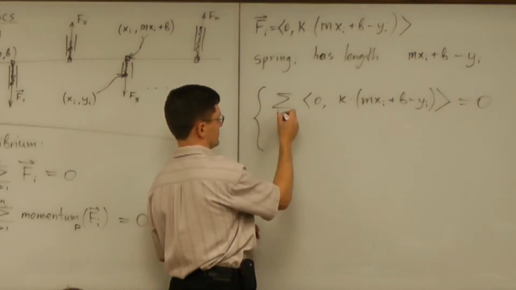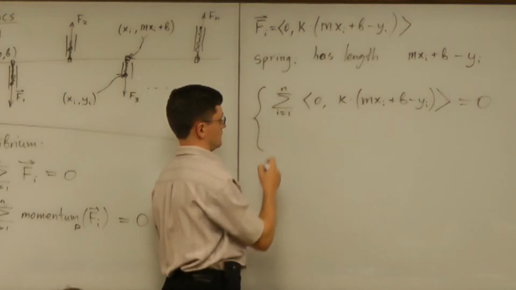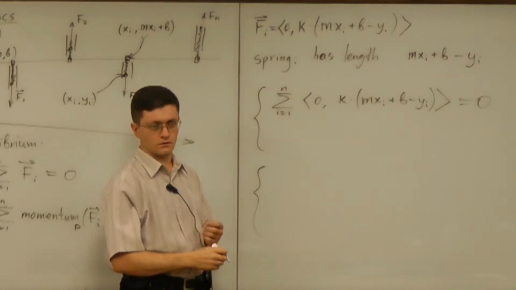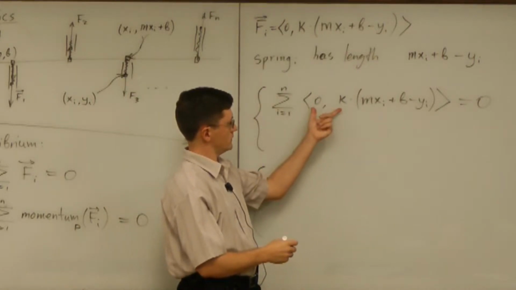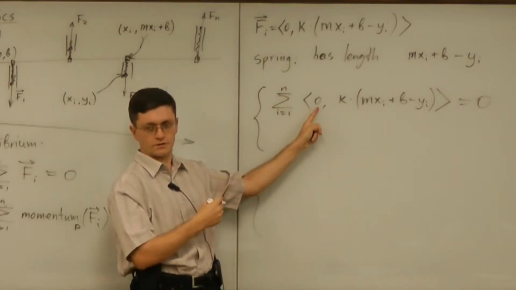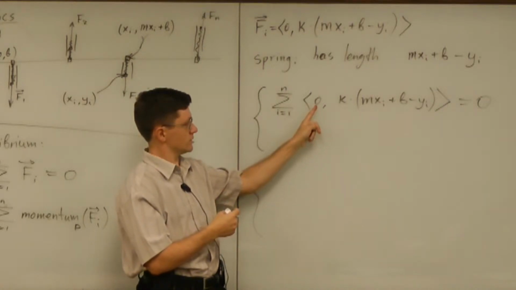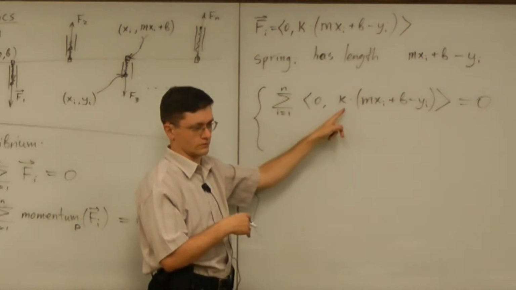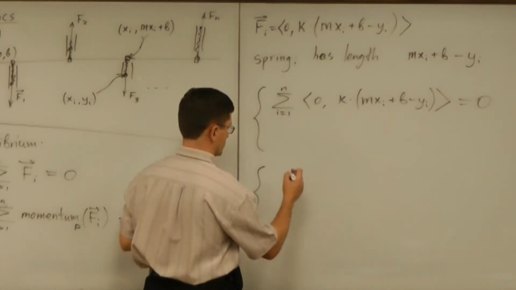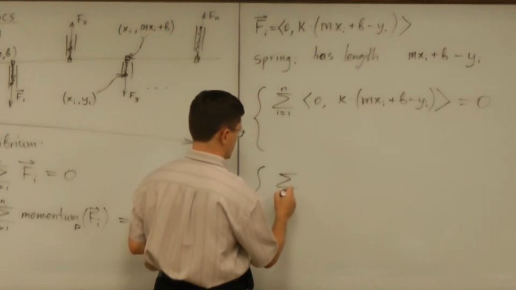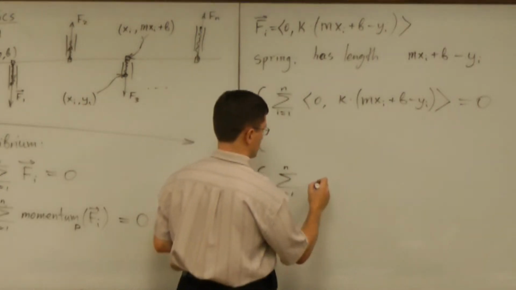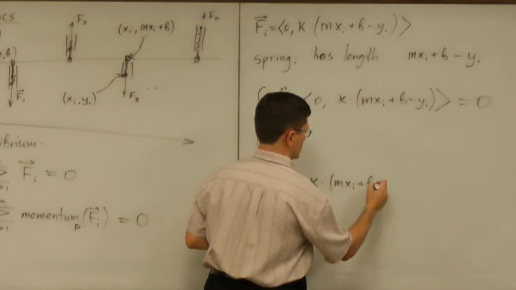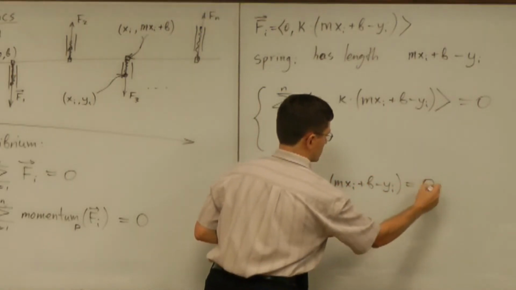What does that mean? Can we simplify that? Well, if you add all the vectors, all the first coordinates are 0. And the sum of those zeros will equal 0 anyway. Right? So the only non-trivial condition is coming from the second coordinate. And the condition says that the sum of those quantities, k times mxi plus b minus yi, equals 0.